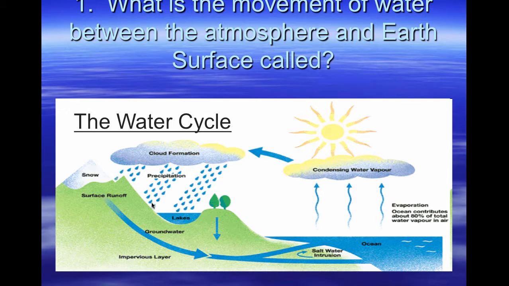It's going to precipitate, it's going to run off, it might even go into groundwater, it's going to evaporate, and it's going to condense into clouds. And then this process is going to continue.